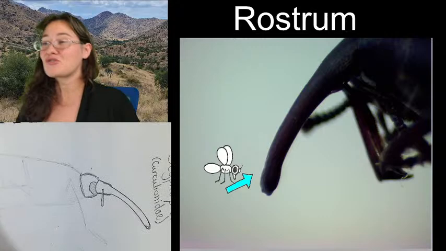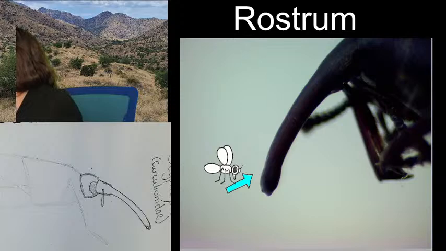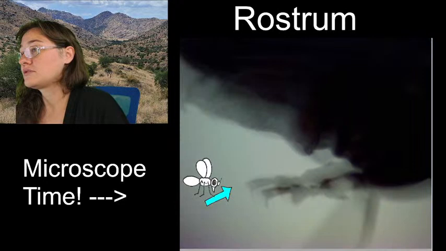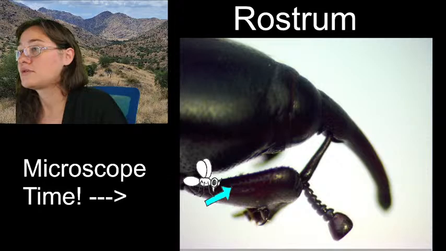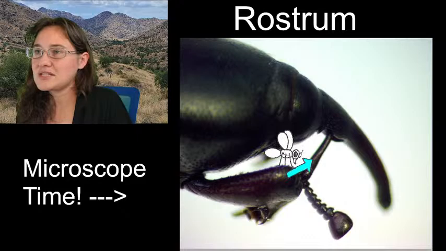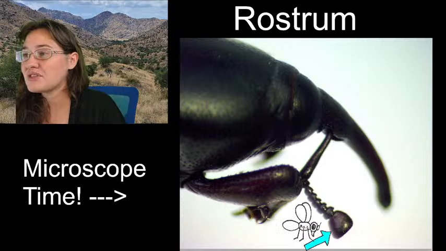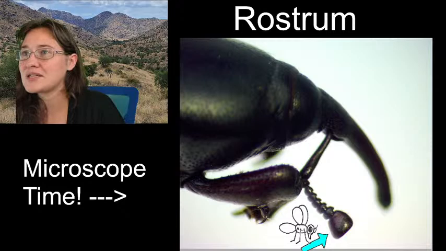All right. I'm going to turn our weevil around because the antenna is way easier to see on the other side. Ta-da! All right, so we have this segment right here that's nice and long, and then 1, 2, 3, 4, 5, 6 segments that are small and gradually getting larger to this 7th segment here that is large and cup-like and is the basis for their genus name.